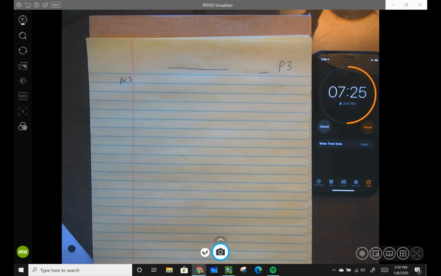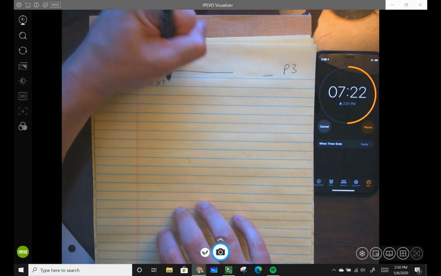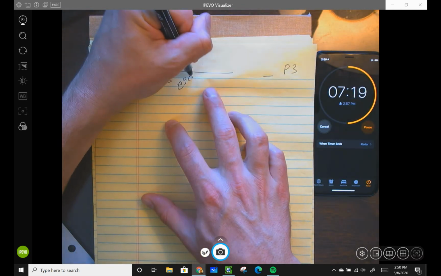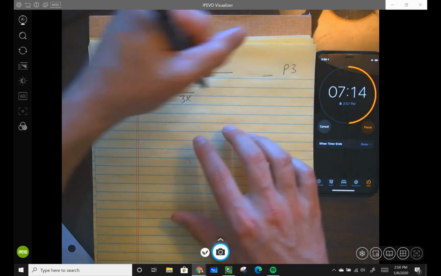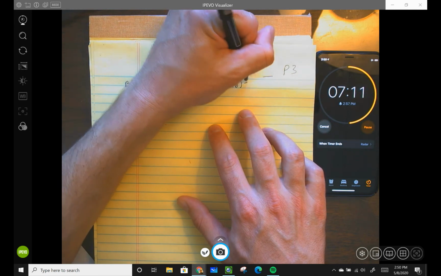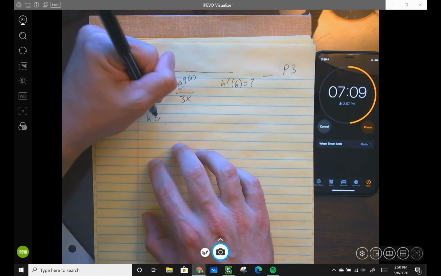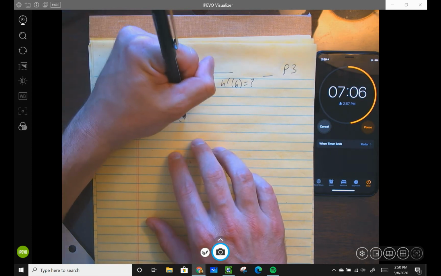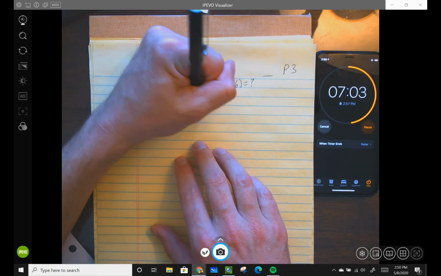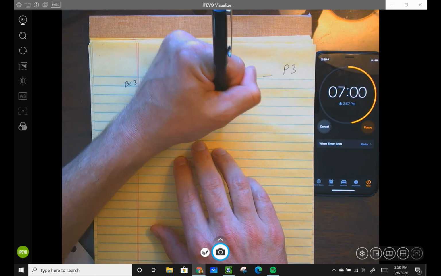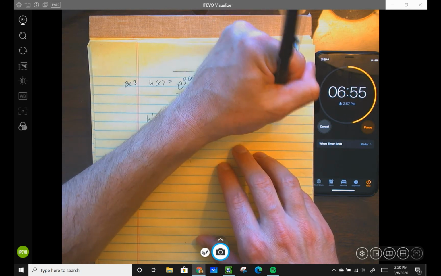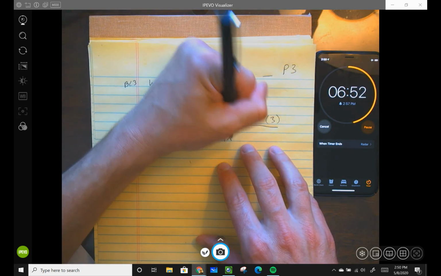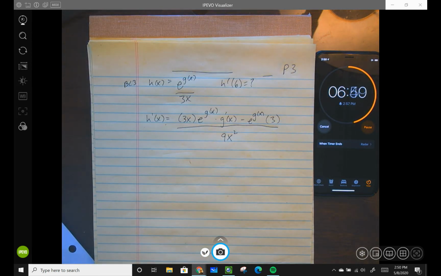BC3. h of x equals e to the g of x divided by 3x. Okay, we want h prime of 6. Well, I need h prime of x. Okay, well, that's a quotient, so I'll do quotient rule. Low, 3x, d high, which is e to the g of x times g prime of x, chain rule, right? Minus high, e to the g of x times d low, which is 3, and then square the bottom. You know what? I'm just going to square the bottom and simplify it because it's easier than writing 3x with 2 parentheses. Moving on. I need to plug in 6.